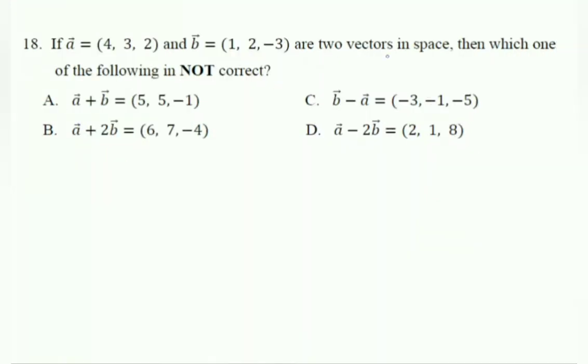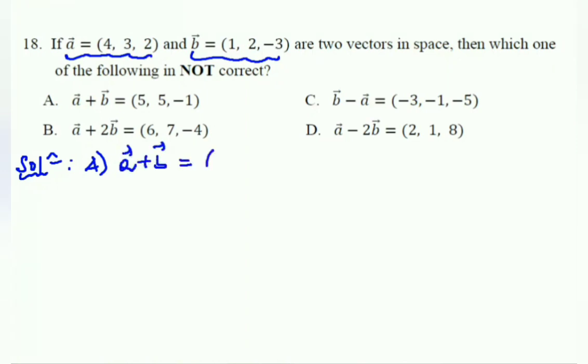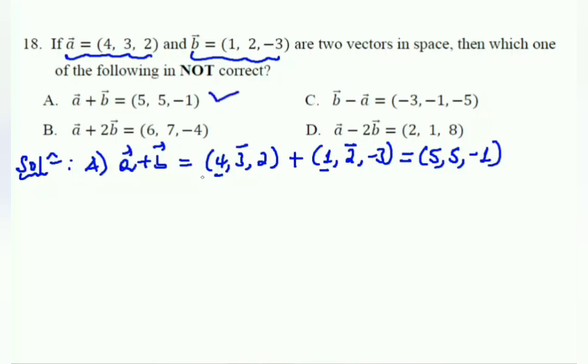If A and B are two vectors in space, then which one of the following is not correct? We have two vectors, A and B, in space. So which one of these statements is not correct about these two vectors? Let us check each of them. Vector A plus vector B: A is 4, 3, 2 and B is 1, 2, minus 3. When we add these vectors in component form, we add 4 with 1, the result is 5. Add 3 with 2, the sum is 5. And 2 with minus 3, the result is minus 1. Therefore, A is a correct statement.